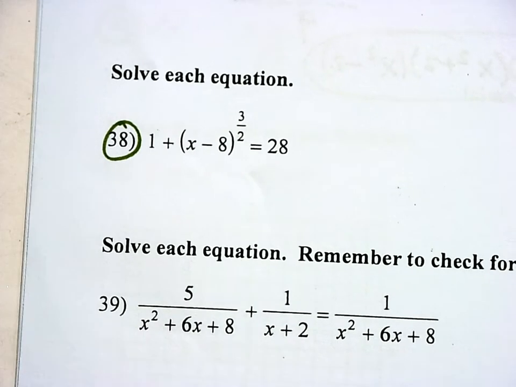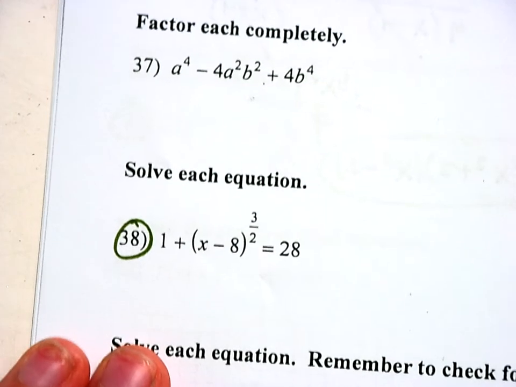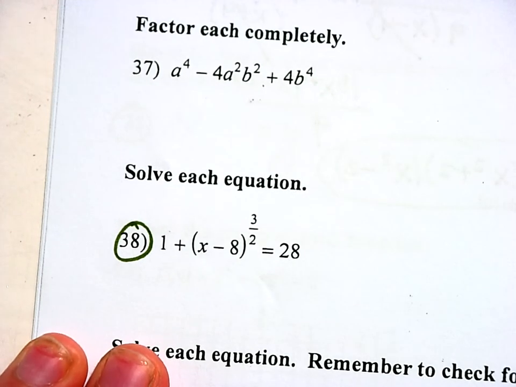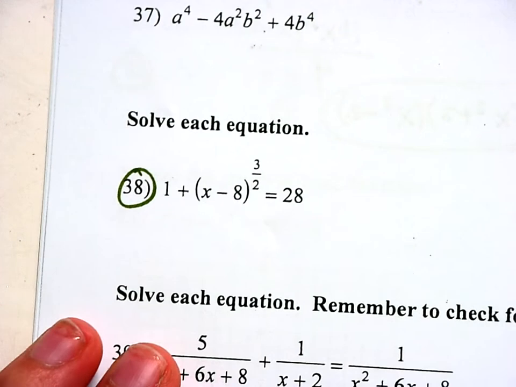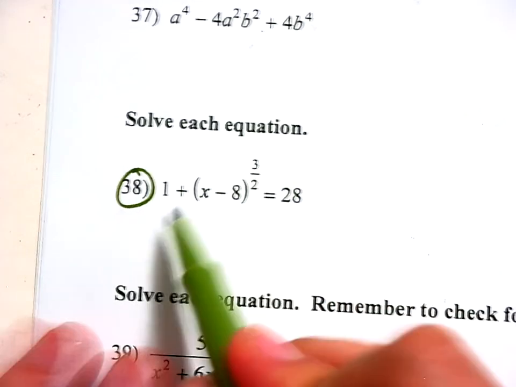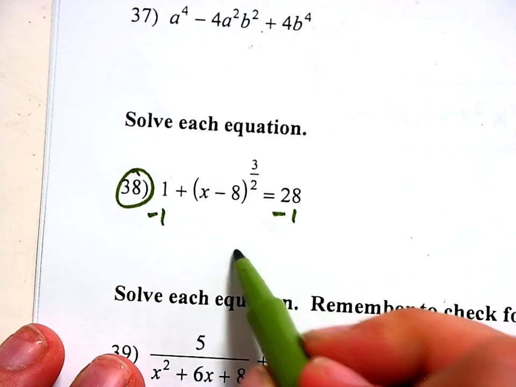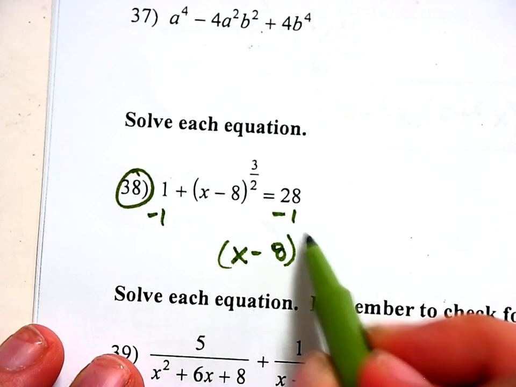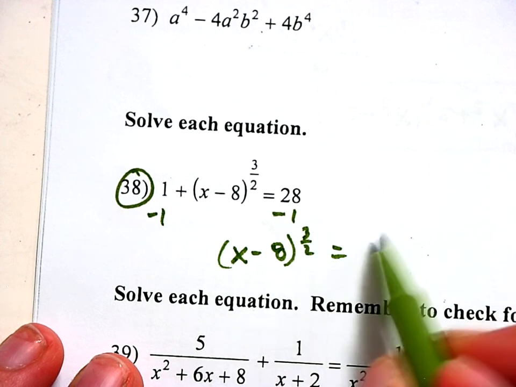Okay, then we're going to move down and do number 38. We are going to solve this equation. Now I want to find what x equals. I've got to isolate x. The first step, really easy, just subtract 1. So I've got x minus 8 to the 3/2 equals 27.